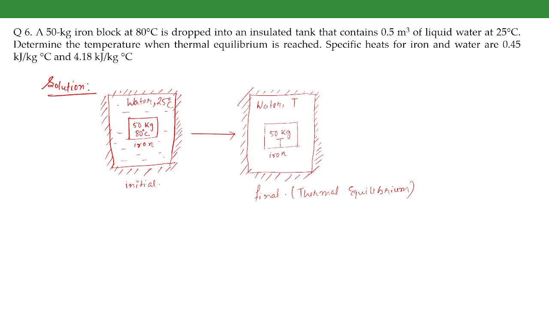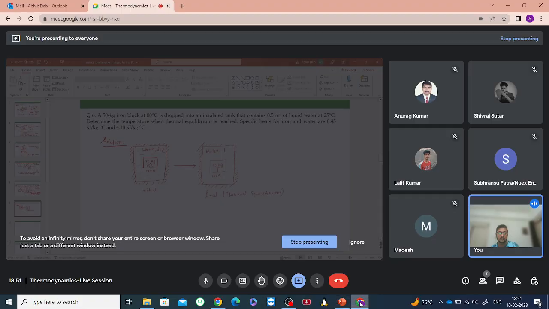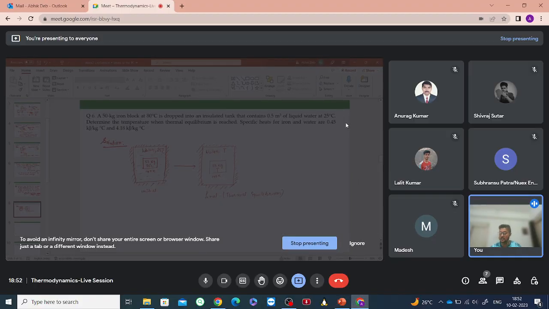Okay, so let us assume that at the thermal equilibrium point the temperature of water and iron both become T, that is T degrees Celsius. We have to determine what this temperature is. So how will we do that? Does any of you have any idea about how to proceed with this problem? Just a brief idea. It's a very simple one.